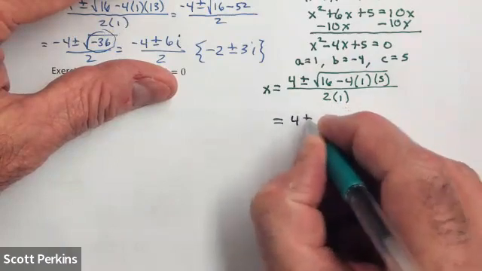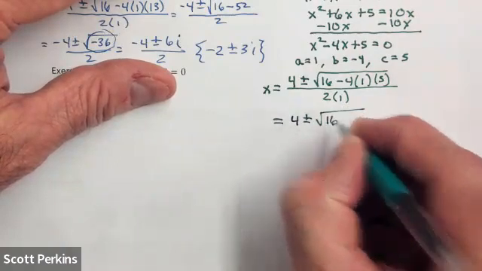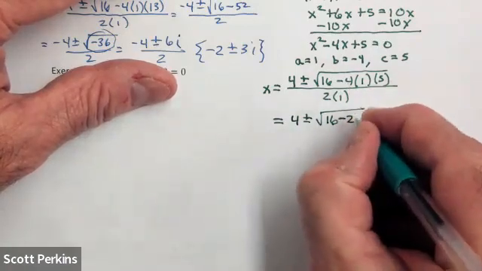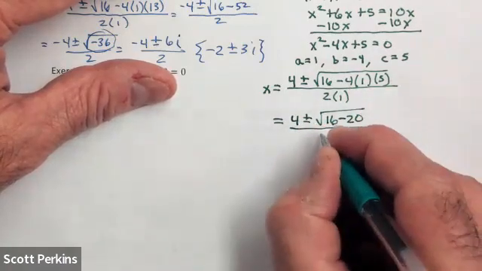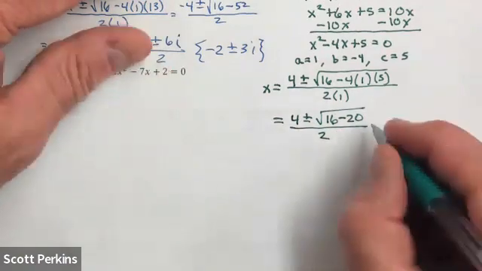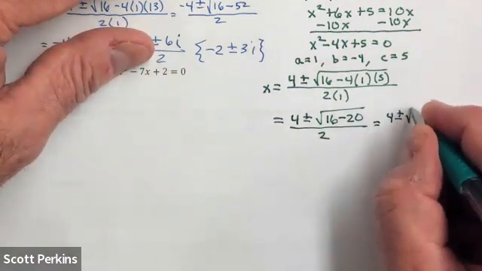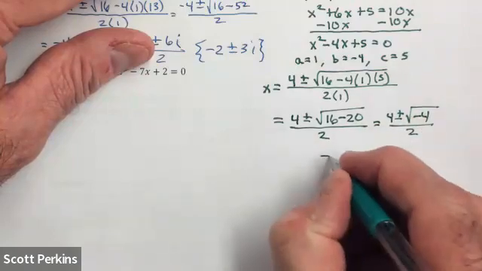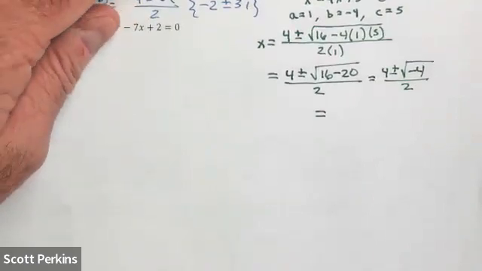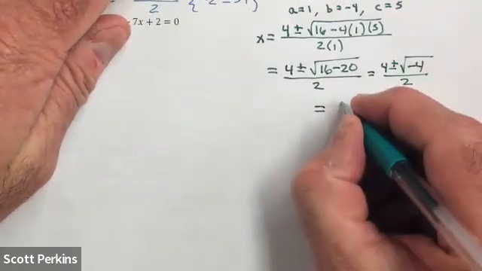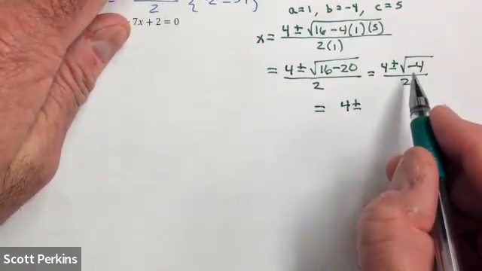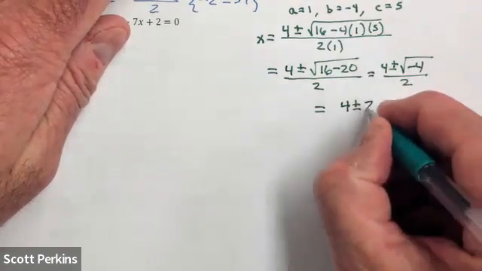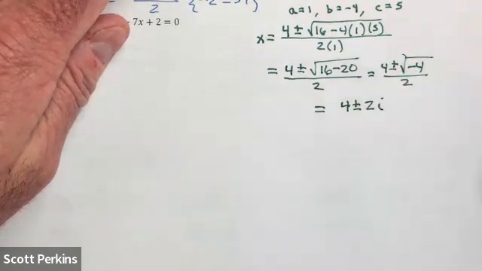And so from here on out, it's just a little challenge of arithmetic. 5 times 1 is 5, times negative 4 is negative 20. So underneath the radical, I've got 16 minus 20. 16 minus 20 is negative 4. So yet again, for the third problem in a row, we have an imaginary unit, the square root of negative 4. Well, the square root of the 4 is 2, and then the square root of the negative is i.